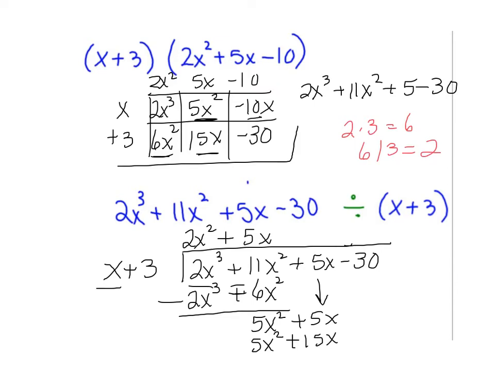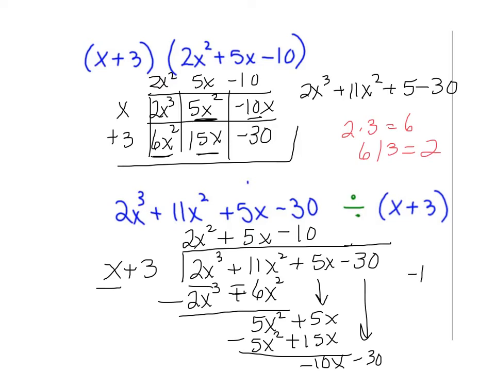Do you see? All right, so this all works together. So I have, this is going to be negative 10x. Bring down the negative 30, right? So this is going to be negative 10. And when I multiply that out, I get negative 10x minus 30.